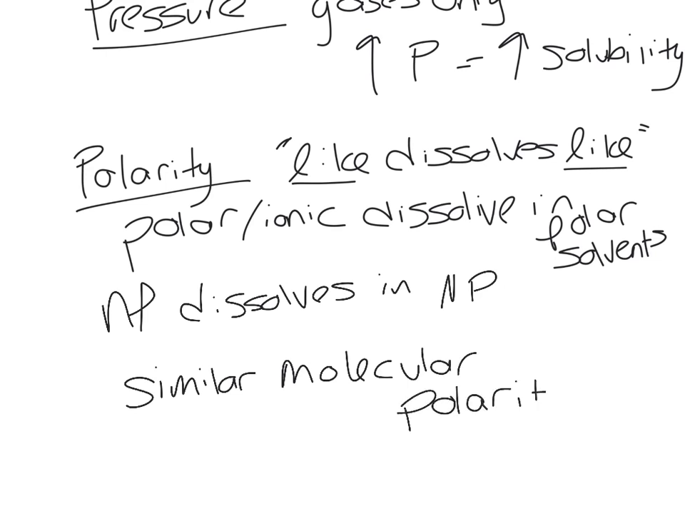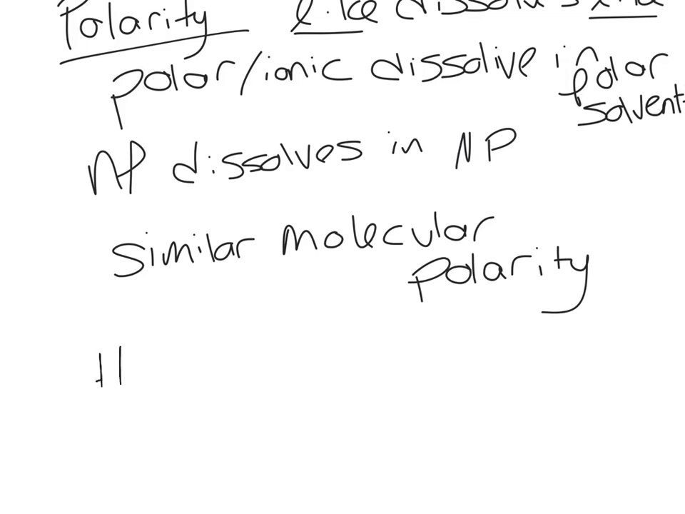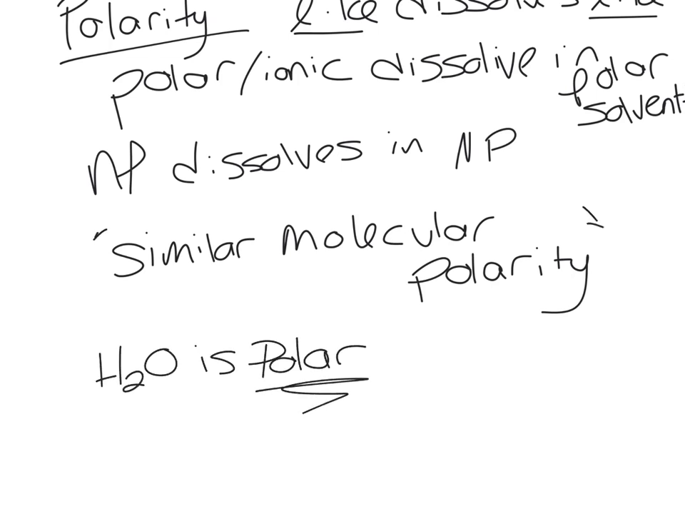So if you are asked a question about why does ethanol dissolve in water and not in oil, and you're not sure if water is polar or not, spoiler alert, it is. H2O is polar. That means it's asymmetrical polar. You can just say that they have similar polarity. Okay, don't say like dissolves like, say their polarities are the same or they're similar. And those are the factors that affect the solubility of a solute and a solvent.